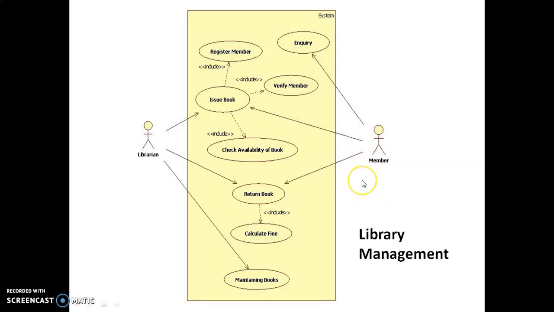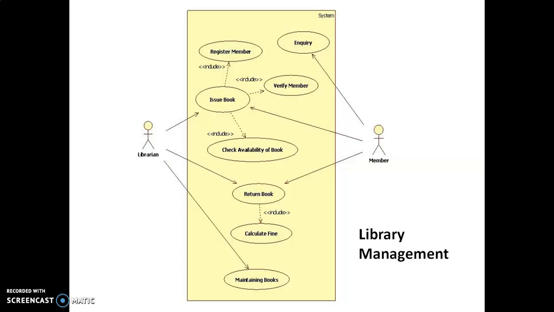After issuing the book, there is a deadline to return the book. If the deadline is crossed, the librarian calculates the fine. That means the return book use case may include another use case, calculate the fine, by using the include relationship. Then the librarian also has the main role of maintaining the books. This is the overall use case diagram for library management. Got the concept?